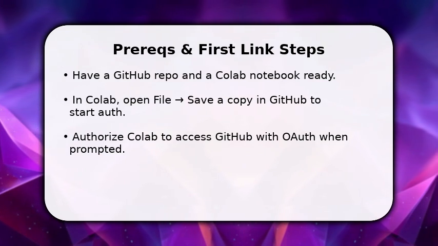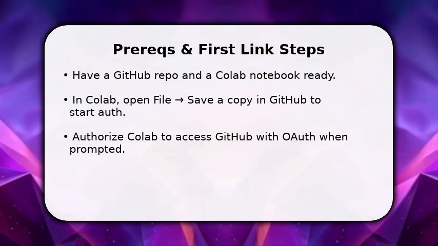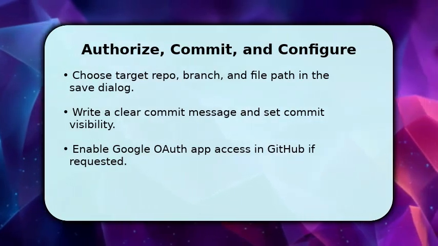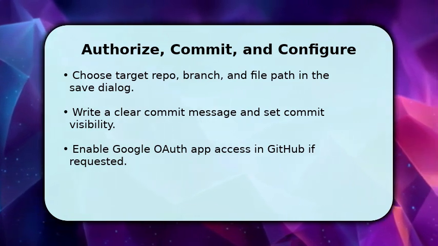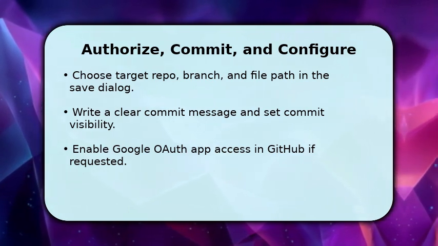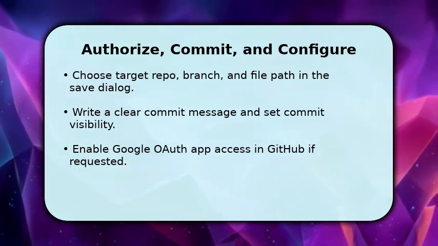After OAuth, Colab displays a save dialog where you pick the repo, branch, and file path. Do this carefully to avoid overwriting. Next, enter a concise commit message. This is important for history and collaboration. Then press OK to commit the notebook file.